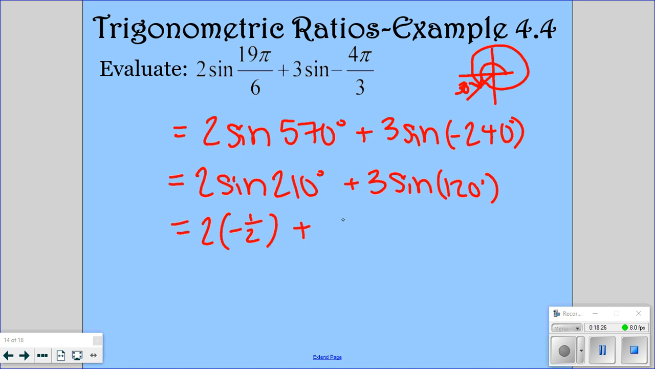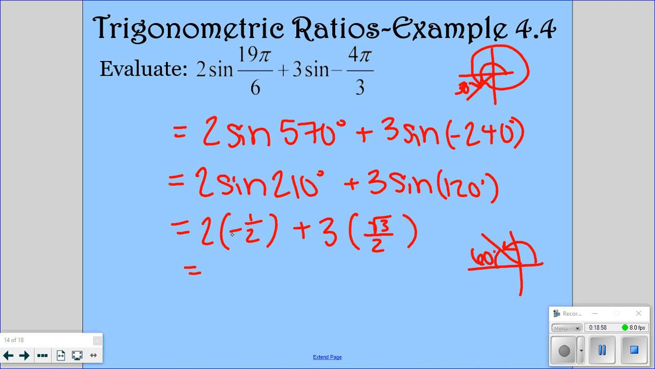Okay, now we're going to go to the sine of 120. So 120 is going to be in the second quadrant. If this is 120, then this part here is going to be 60 degrees. So the sine of 60 degrees is a square root of 3 over 2. Sine is positive in the second quadrant. It's the only one that's positive. So it's going to be a positive square root of 3 over 2.